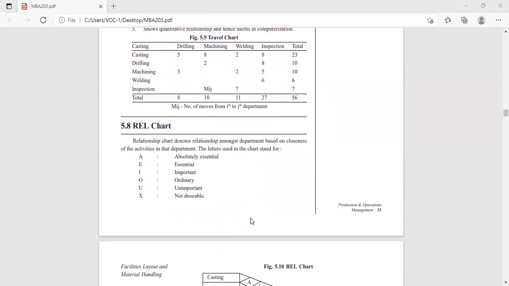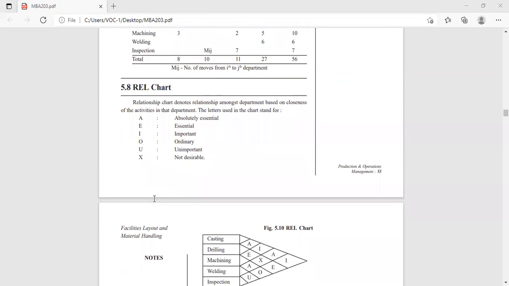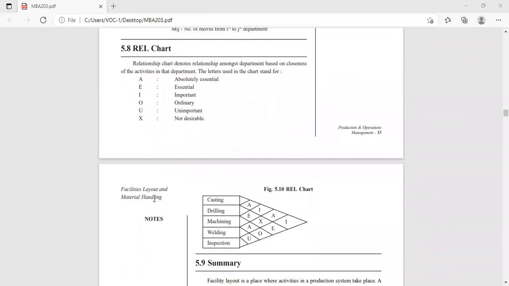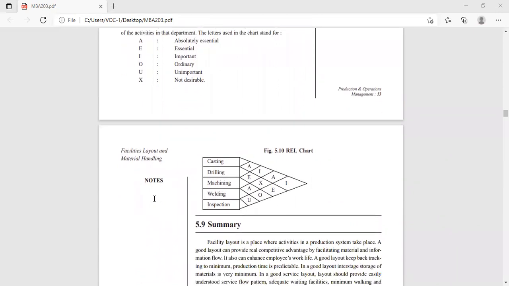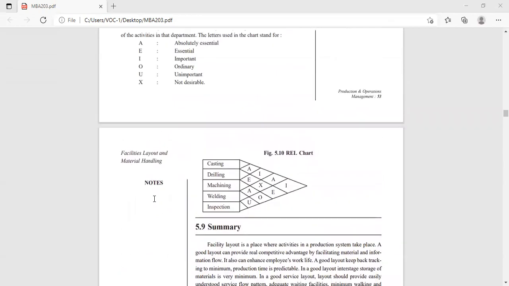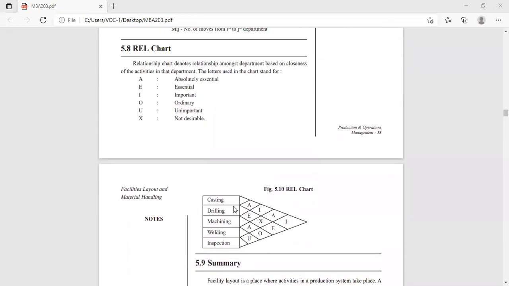Next is the relationship chart. A relationship chart denotes the relationship amongst departments based on the closeness of the activities in the departments. The ratings are A, E, I, O, U, X: A for absolutely essential, then essential, important, ordinary, unimportant, and non-desirable. So this is given for casting.